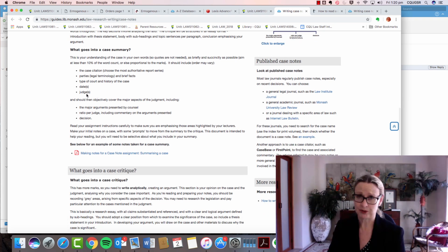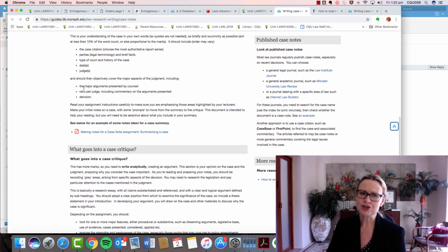It is important to include reference to which judges sat on the bench. And I wouldn't do a separate section for the major arguments. I would just cover that off in your summary of the ratio if that's what you wish to do. Yes, you do need to put the decision down the bottom.